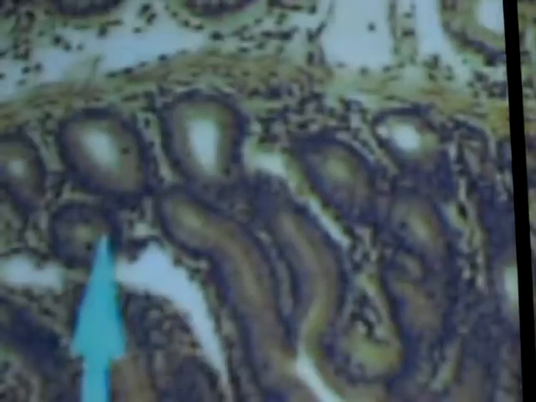Alright, and you can look for those in the villi. Those are present all throughout the small intestine. So that's our duodenum.